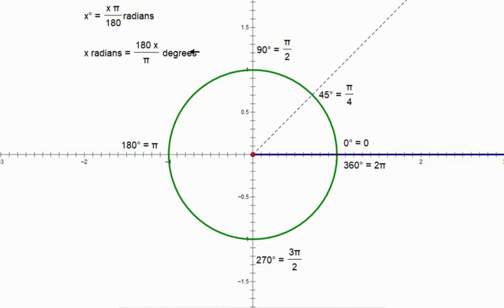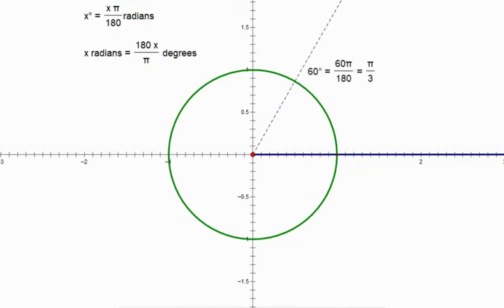So let me show you an example here. Let's say I have 60 degrees, and I want to describe 60 degrees in radians. Well, I would take that 60, multiply it times pi over 180, and voila, I get 60 pi over 180, which simplifies to pi over 3. So yes, a 60 degree angle is an angle of measure pi over 3.